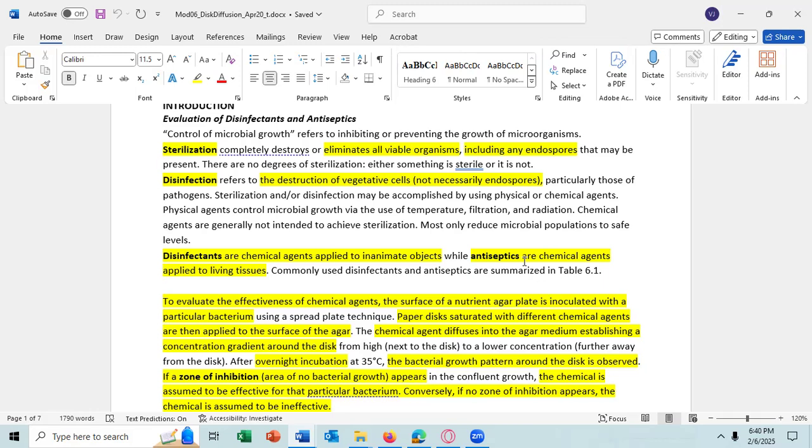A strict antiseptic, meaning an agent we don't usually use to clean an inanimate object, would be something like tincture of iodine, a very good antiseptic, but it's not as strong as bleach. And it's not harmful to human skin while we use it as an antiseptic.